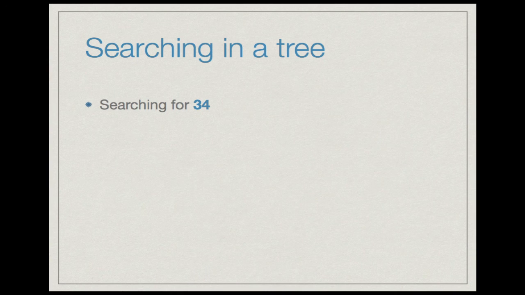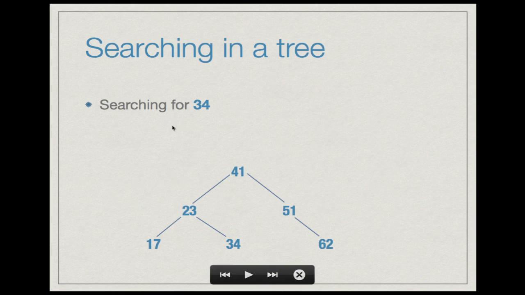Now let's look at an important function on trees, namely searching for an element in a tree. Let's say we want to search for the element 34 in this tree. This tree consists of the nodes 41, 23, 17, 34, 51, 62. As you can see, this is a search tree because it satisfies the search tree property. Every value in the left subtree is smaller than the root, and every value in the right subtree is greater than the value at the root, and recursively this property holds for both the left subtree and the right subtree.